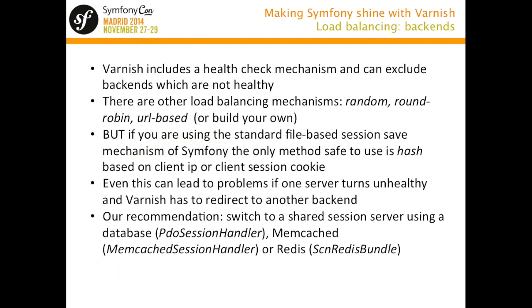Okay, so Varnish includes other balancing mechanisms. For example, you have random, you have round robin, you have URL based, you can build your own depending on many things, on cookies, on whatever you like. And Varnish includes a health check mechanism so that it can automatically detect those backends which are down and not send any requests to them. So if you have 4 backends and one of them is bad, it's only going to send requests to 3 of them until the other recovers or whatever.